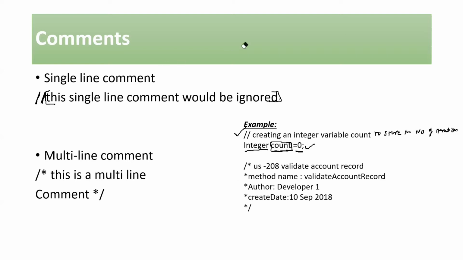So multi-line comment is an updated version or a super form of your single line comment. In case you want to comment multiple lines, that is where you can use your multi-line comment. So how would you initiate a multi-line comment?